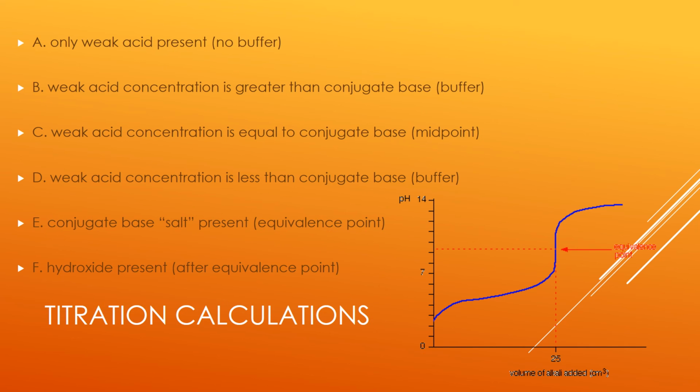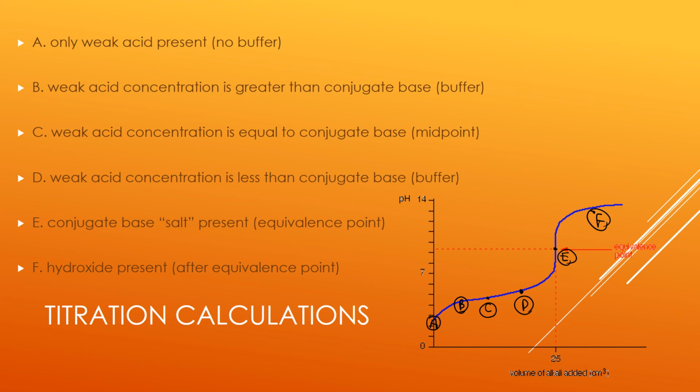Now let's look at those titration calculations. So I want to label this. A is the very first point, all right? You have B, which would be after A. Let's look at C. That would be C at that point. D would be at this point. E would be here. And F would be in this range here.